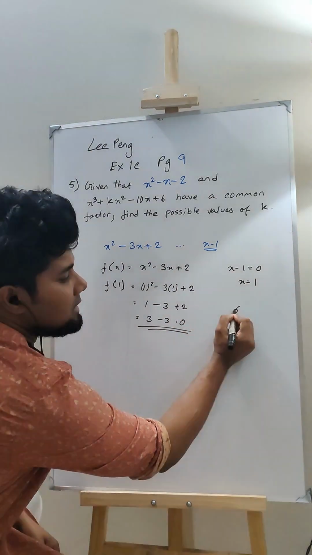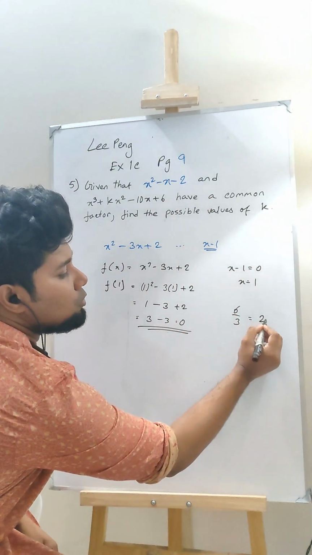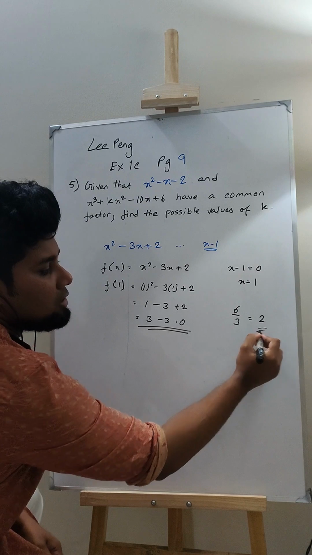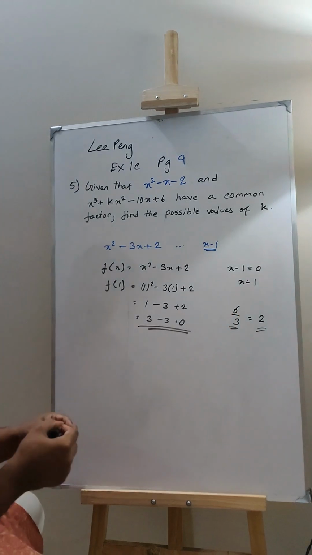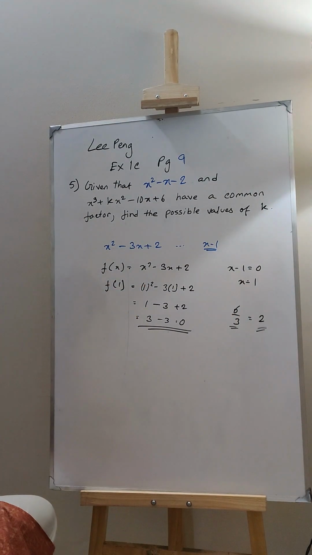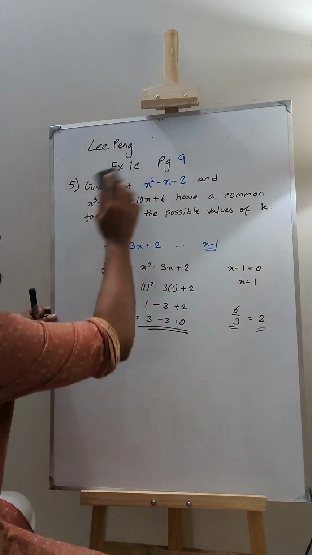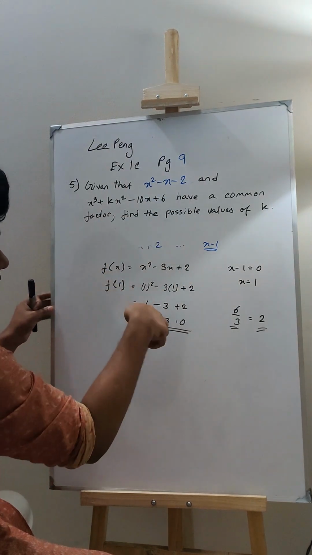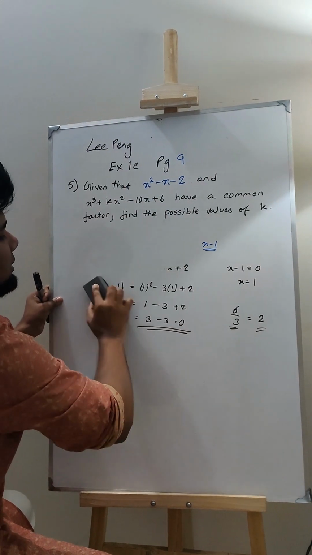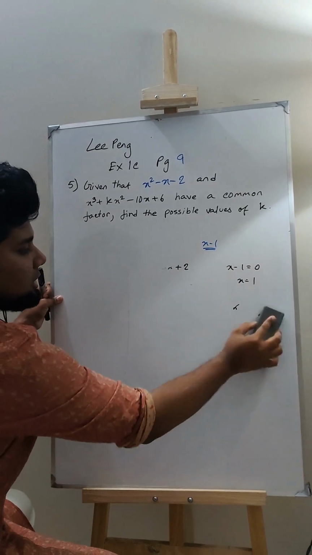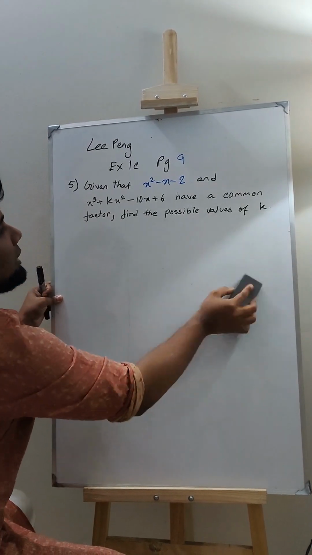Same thing, let's say 6 divided by 3, you get 2. You do not get any remainder, so 3 is a factor of 6. Same logic. So now here, using this factor theorem, using this logic, this theory, we will try to solve this.